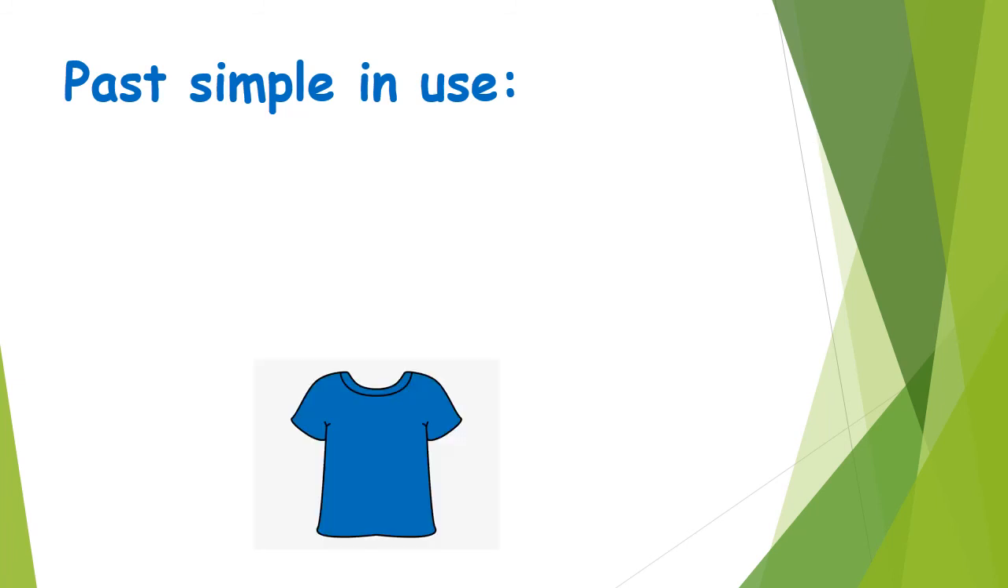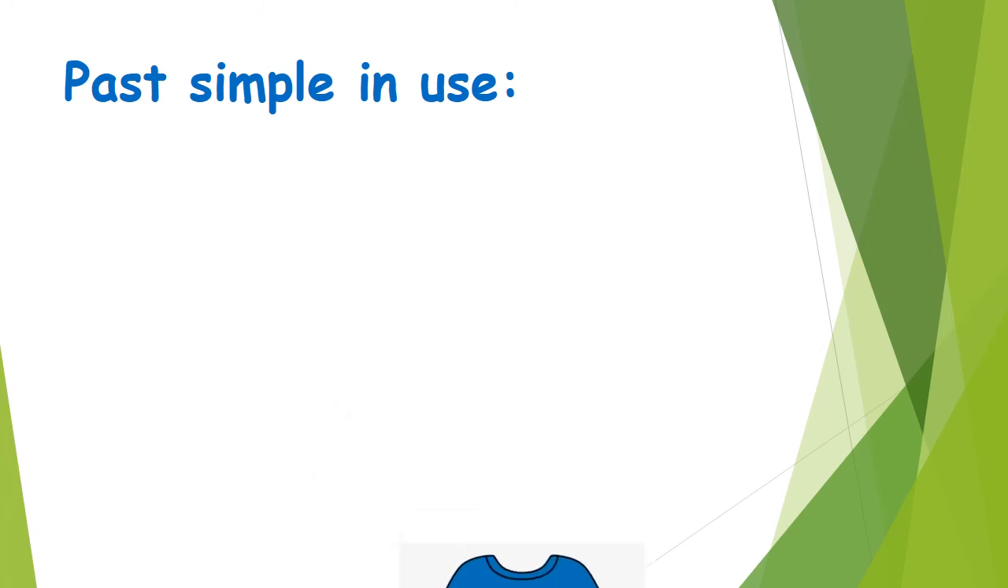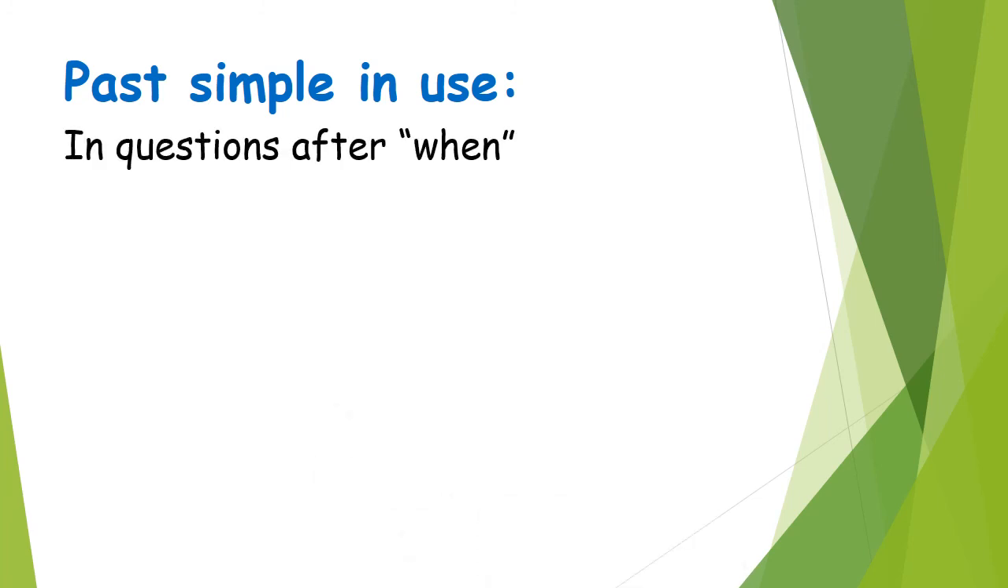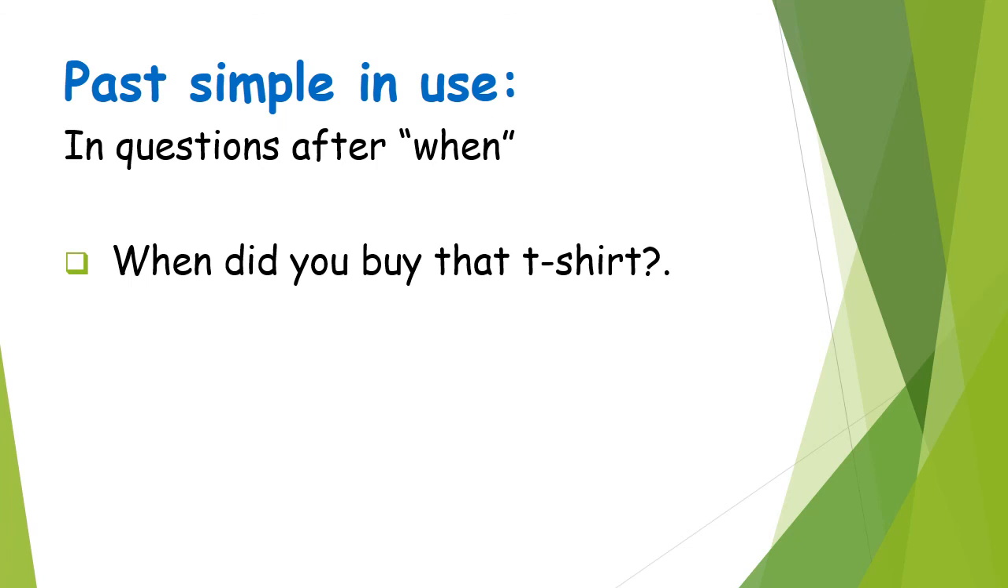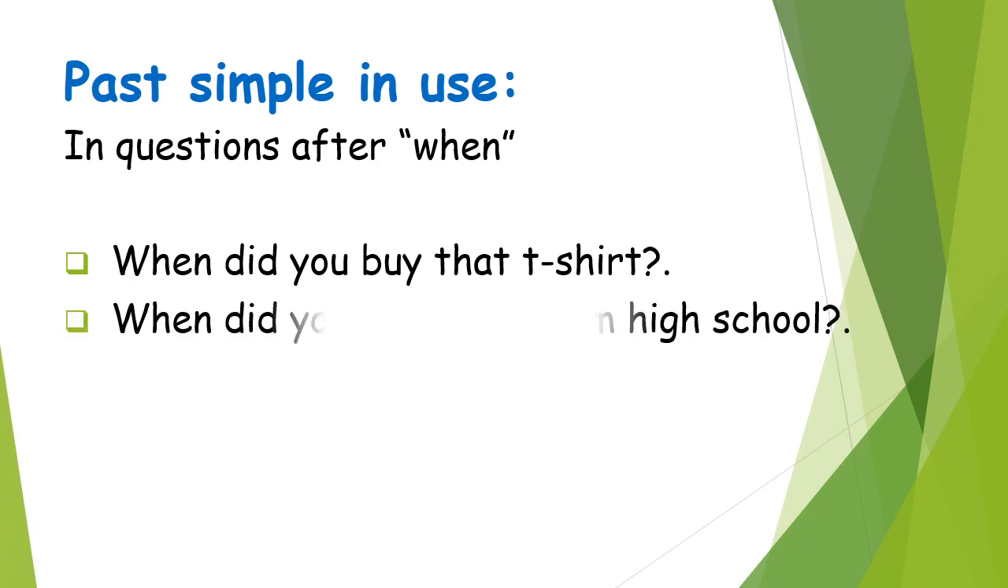Now students, we also can make use of simple past tense by adding when, and just after when we can add the auxiliary did. For example, when did you buy that t-shirt? Or when did you graduate from high school? So this is how we make use of when, and whenever we're using this when, we are going to use auxiliary did, and we make sure that we use the first form of verb with it.